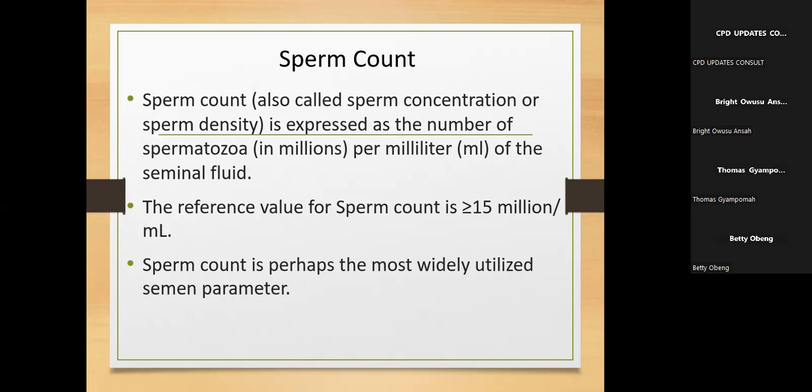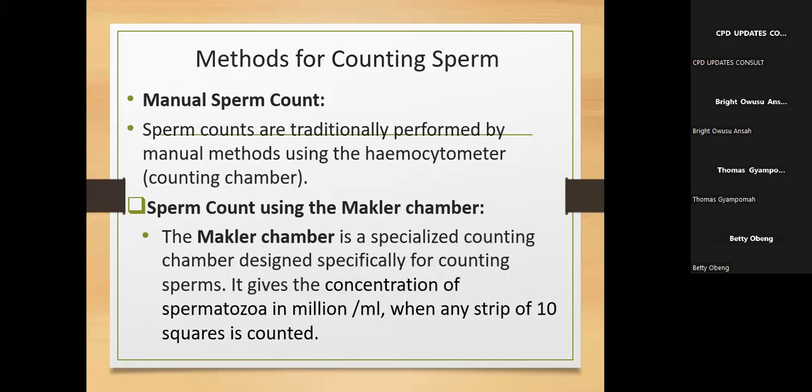All right. So sperm count is perhaps the most widely utilized semen parameter. When somebody requests a semen analysis, the only thing they are looking at is the sperm count. They don't look at anything else that you write. I'm not sure they even read. That is why I say it is the most popular, widely used parameter. But from what we've discussed, you know that a lot of information can be obtained from the other parameters.